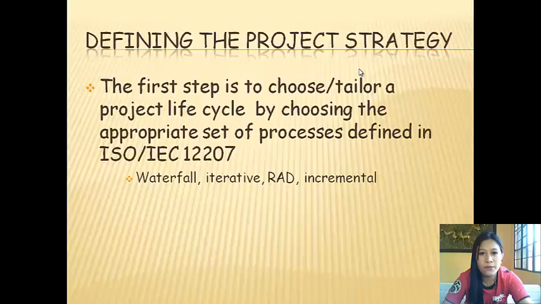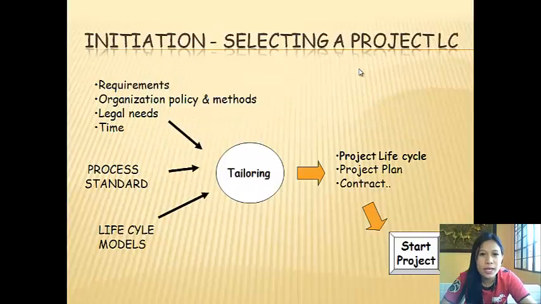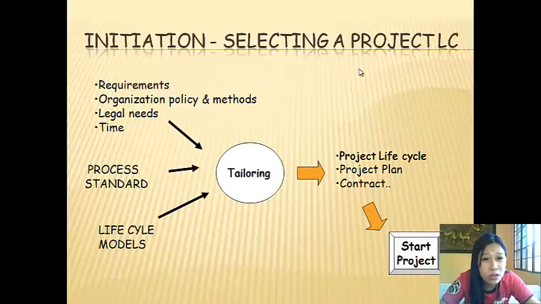Defining the project strategy. The first step is to choose and tailor a project life cycle by choosing the appropriate set of processes defined in ISO or IEC 12207: waterfall, iterative, RAD, and incremental. The initiation, or selecting a project or life cycle, depends on the requirements, organization policy and methods, the legal needs, and time. This is the graph.